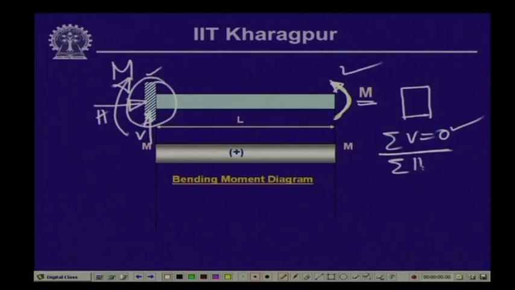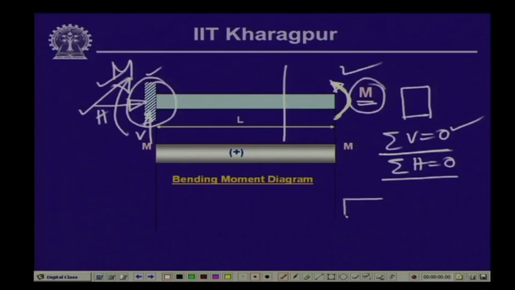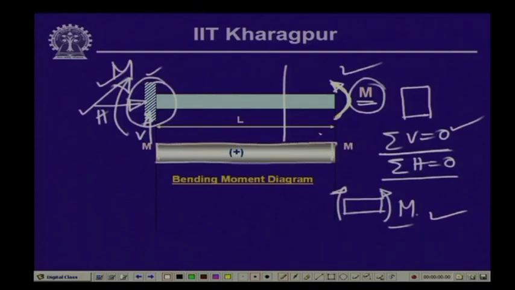Again, the summation of horizontal forces equals 0 will give the value of H equals 0, as there are no horizontal forces on the beam. Now, the only thing is that the moment will be equal to the externally applied moment, and at any section we take, if we draw the free body diagram, the value of the internal moment equals the external moment, and that is how we get a bending moment diagram which is a rectangular one. That means, everywhere we have a constant moment.